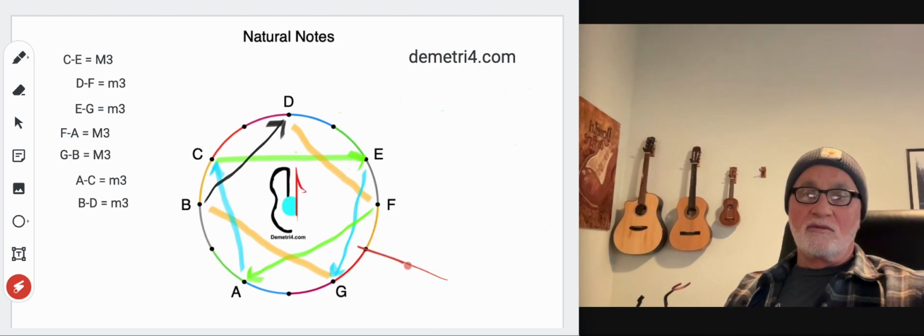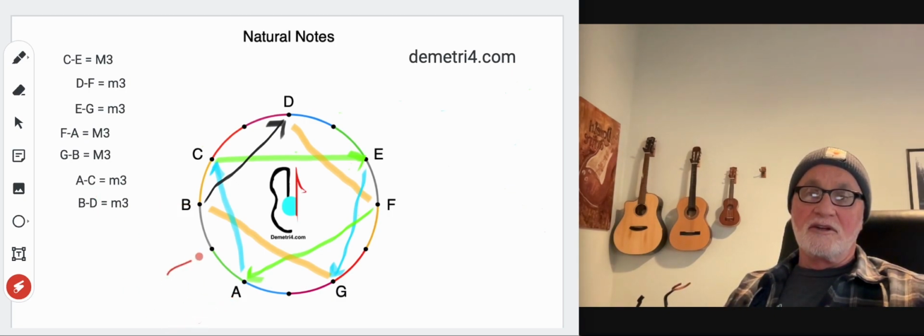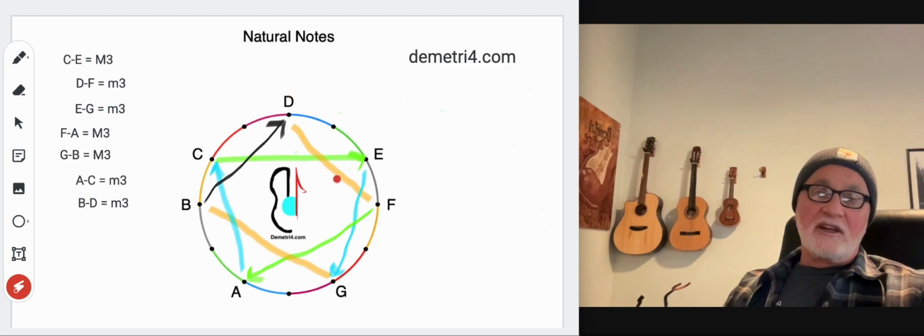0, 1, 2, 3, 4. G to B is a major third. 0, 1, 2, 3, 4. A to C is a minor third. 0, 1, 2, 3. And B to D is a minor third. 0, 1, 2, 3. And you can see how well the circle works to do that.